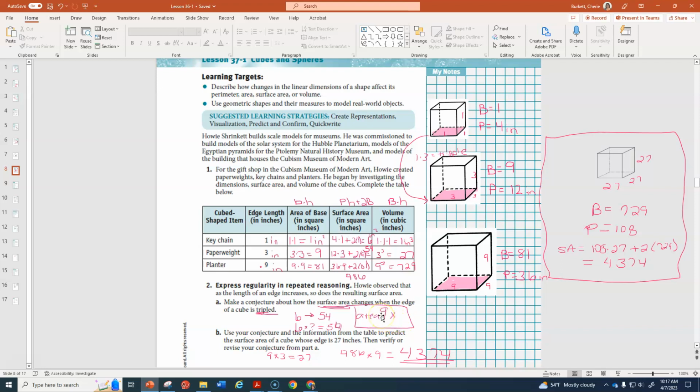There is a relationship between how the perimeter changes or how this length changes. This one was times 3, we tripled it, and this one right here was times 9. There is a relationship between these two. So if we don't triple it, if we make it times 5, what's this one going to be times bigger? That's what we're trying to figure out now.